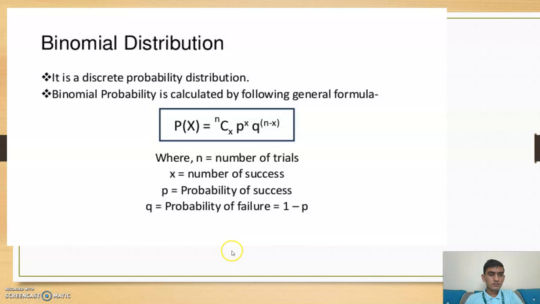So this is the formula. It is a discrete distribution. Binomial probability is calculated by the general formula P of x is equal to nCx p to the power x q to the power n minus x. We have seen in previous slides that n is the number of trials, x is the number of successes, p is the probability of success, q is the probability of failure, which is 1 minus p.